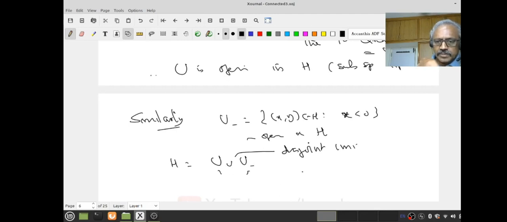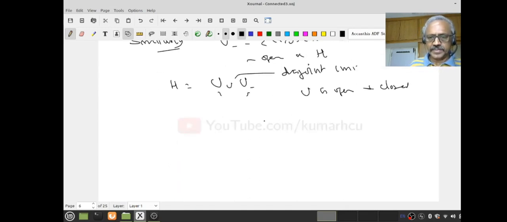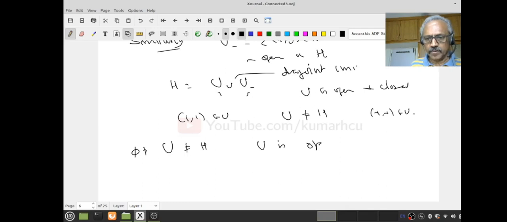And both are open, that means U is open as well as closed, because its complement is open, right? And it's non-empty, because 1 belongs to U, and U is not equal to all of H, because -1 belongs to U minus. Therefore I have produced a subset U which is not empty, which is not H, but U is open and closed. Therefore, what can I conclude? I can conclude that H is not connected.